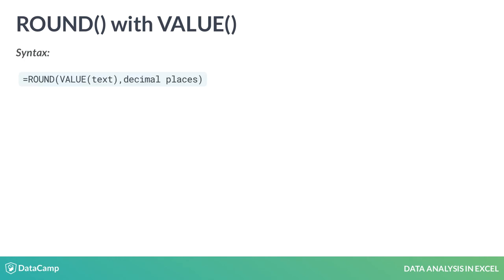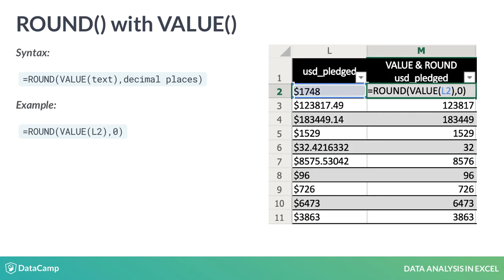The syntax starts with equal, round, open parentheses, then value, open parentheses, the cell you want to adjust, close parentheses, then the number of decimal places you want to include. In this case, we want 0 decimal places, then close parentheses again.